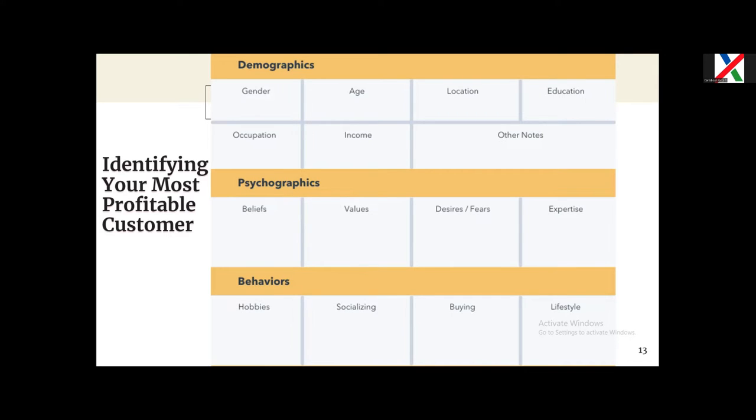So, identifying your customers to start with, understanding what the lifetime value is for your customers, for the top five or top 10 customers, what does that look like? And try to get more of those customers. What they look like can be looked at from a matter of age, gender, location, education, occupation, income, and that's from a demographic perspective. Psychographics include beliefs, values, desires, fears, expertise. Behaviors include their hobbies, how they socialize, how they buy, and lifestyle trends, right? So these are things that impact the type of customer.